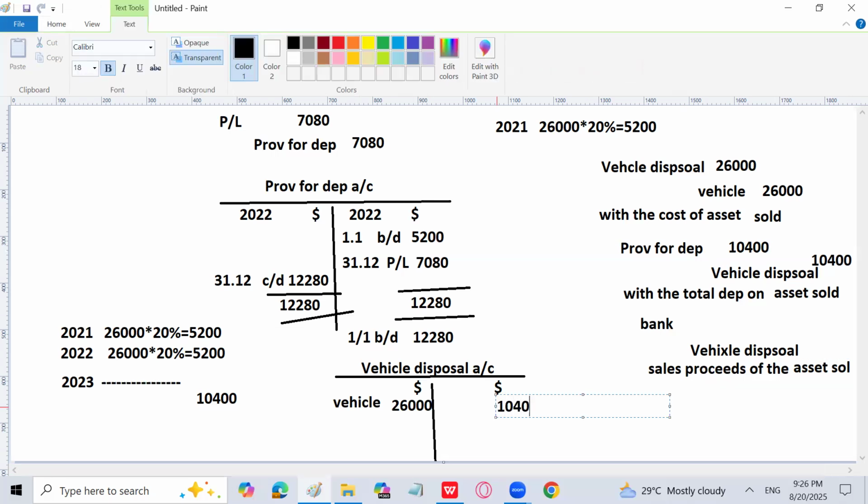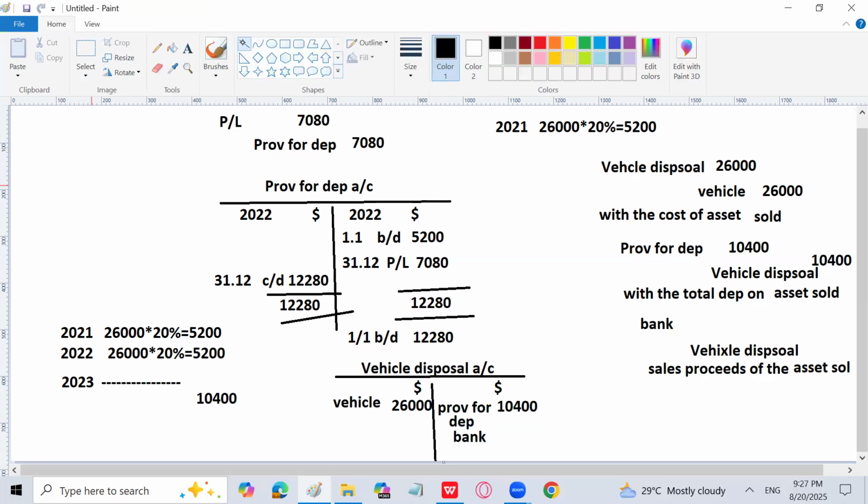10,400 से, इसकी वजह से because of provision for depreciation, which is total depreciation on the asset sold. So that is 10,400. Next entry we pass is bank to asset disposal account. So vehicle disposal account credit over because of bank, but we don't know the amount. We are not familiar with the amount of that particular bank. Now remember, if credit side is heavier, we are going to have a profit, and if debit side is heavier, we are going to have a loss.